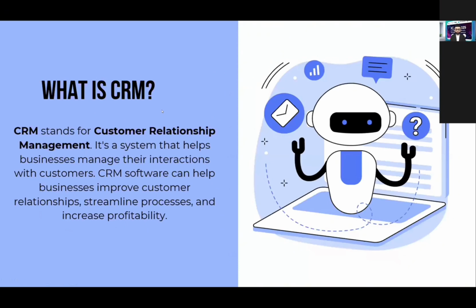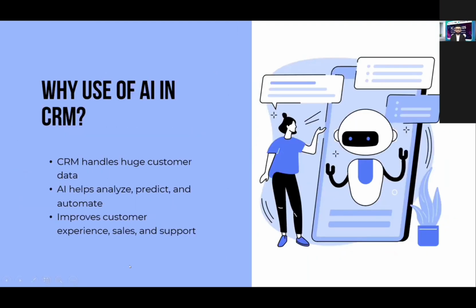So what is CRM? CRM means customer relationship management. It's a system that helps businesses manage their interactions with customers, and CRM software can help businesses improve customer relationships, streamline processes, and increase profitability. Next, why use AI in CRM? CRM handles huge customer data. AI helps to analyze, predict and automate, and improves customer experience, sales and support.